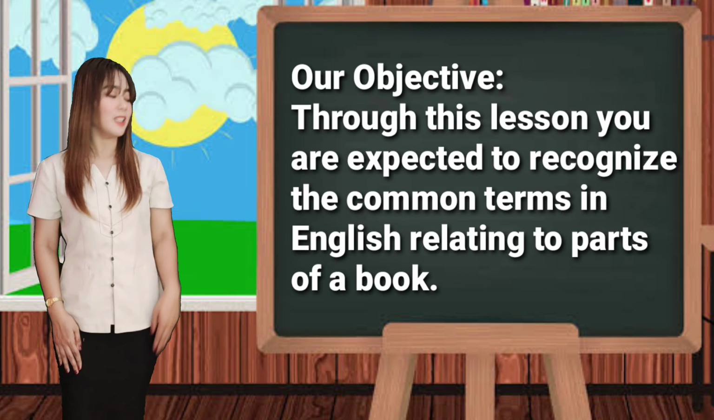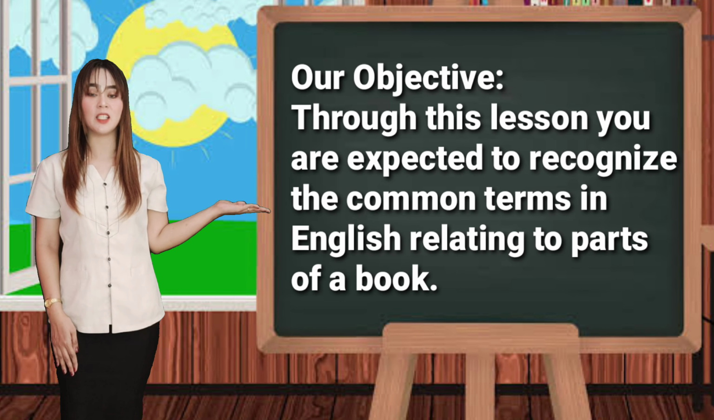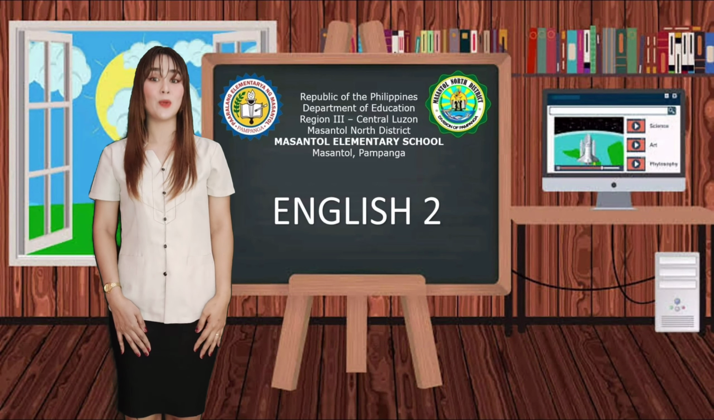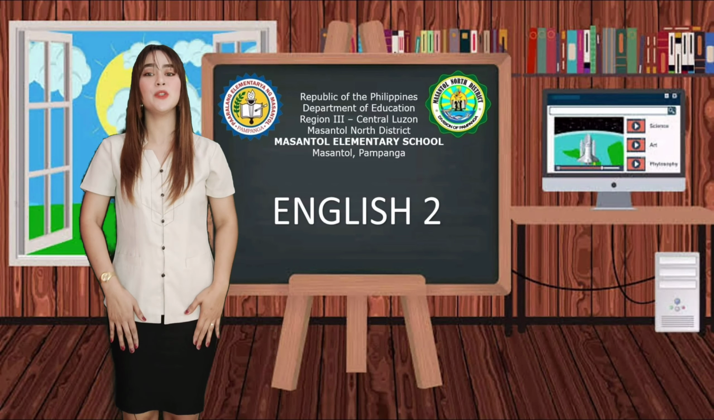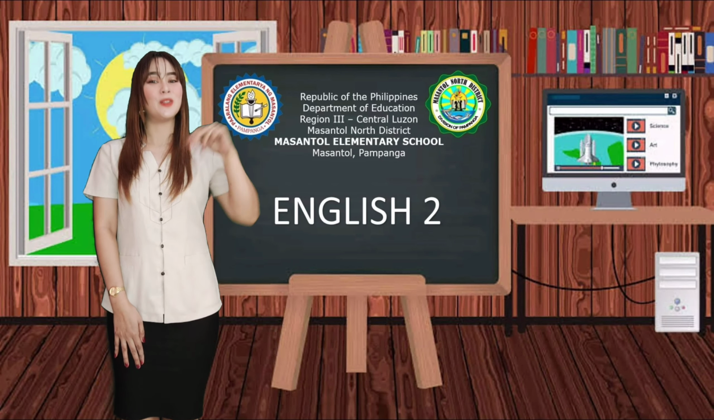Our objective is, through this lesson, you are expected to recognize the common terms in English relating to parts of a book. So kids, how are you? Are you ready for our first lesson for second quarter? Great!